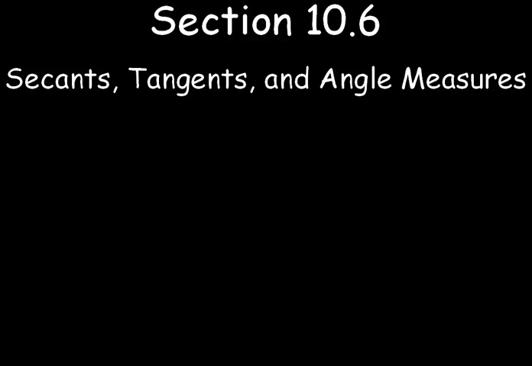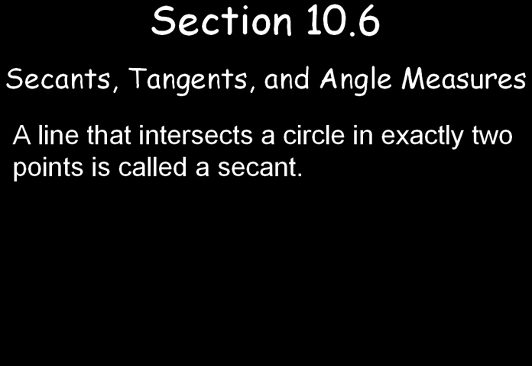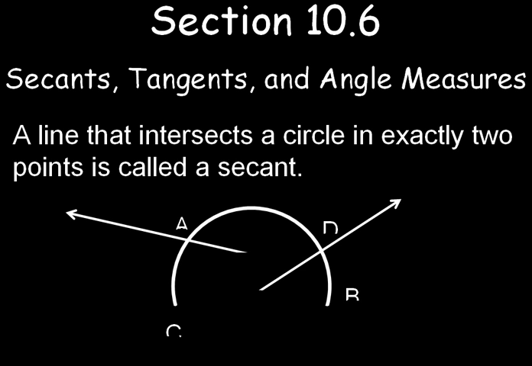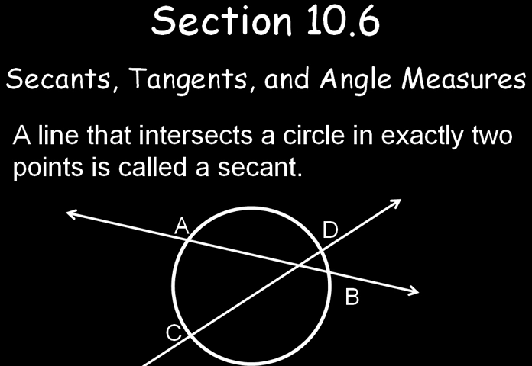Everybody, and welcome to section 10.6. We're going to be talking about secants, tangents, and angle measures. A line that intersects a circle in exactly 2 points is called a secant. So here in this picture of this circle we have two secants, secant AB and secant CD. Notice they are intersecting the circle in 2 places.